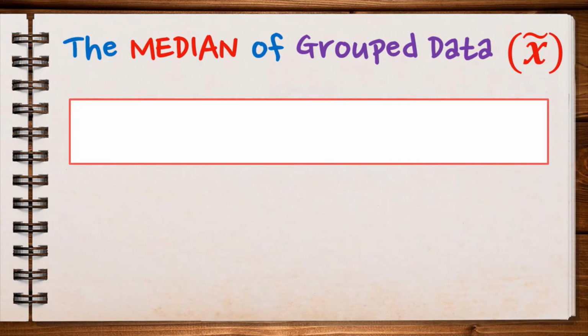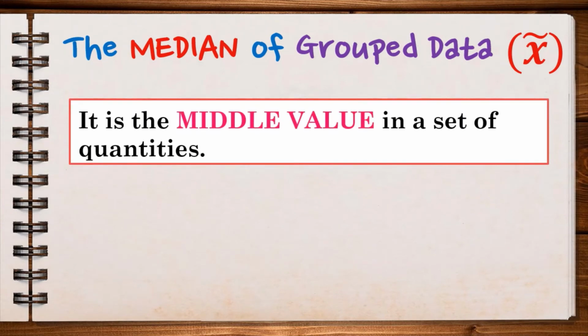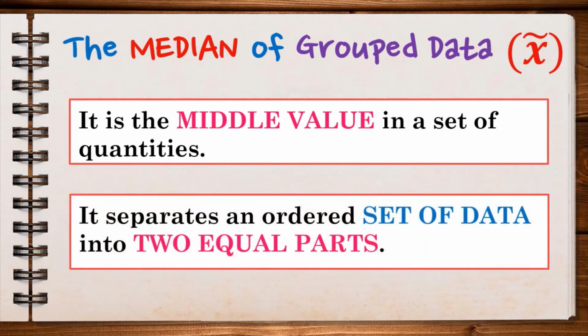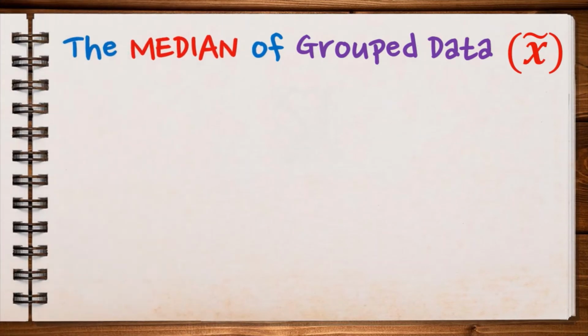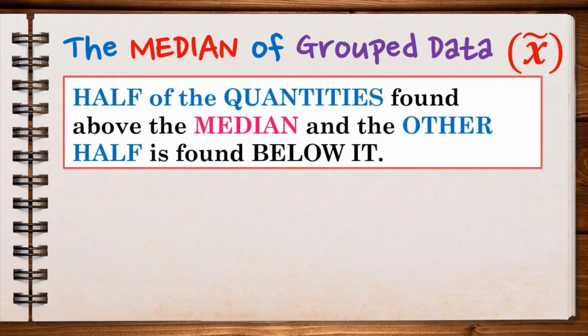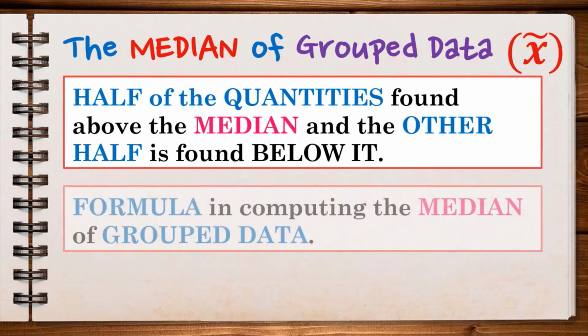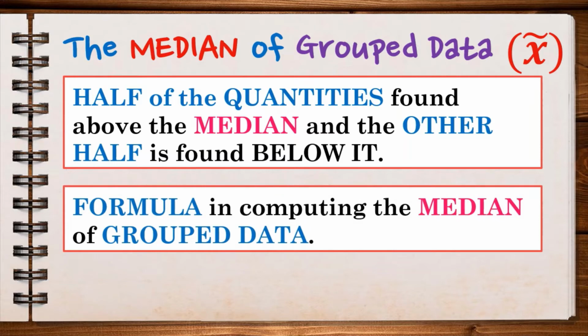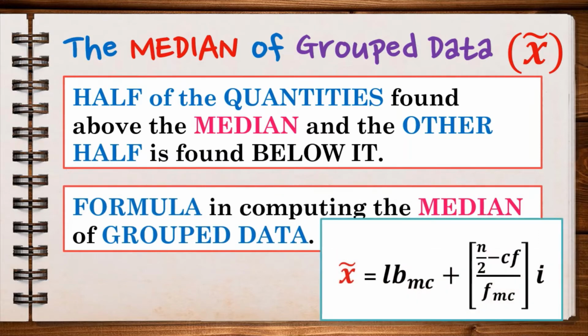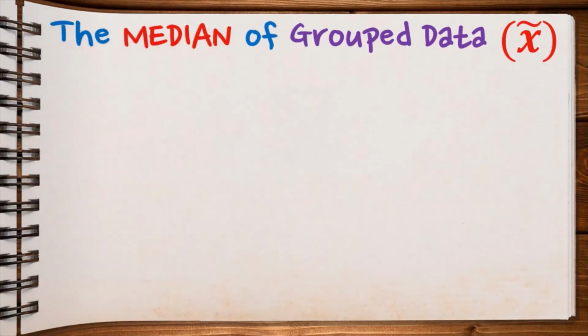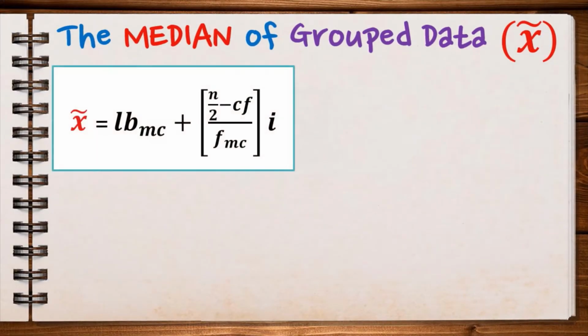Okay, the median is the middle value in a set of quantities. It separates an ordered set of data into two equal parts. The first half is found above the median, and the other half is found below. The formula in computing the median of group data will be this one. So I will explain it one by one.